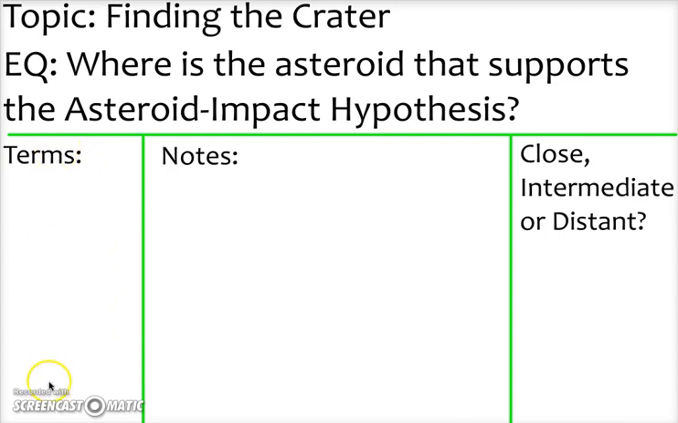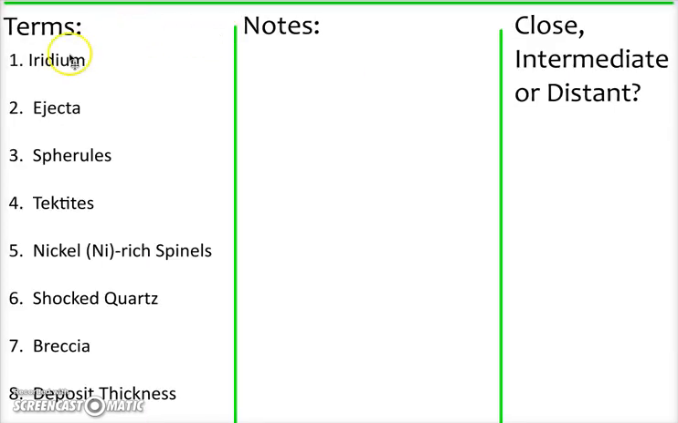Set up your notes so there are columns for terms and notes. As we go through the terms, you're going to determine if they are close to, intermittent, that means in between, or distant from a possible impact site where an asteroid might have hit. These are the terms you're going to write in the terms column. There are 8 of them: iridium, ejecta, spherules, tektites, nickel-rich spinels, shocked quartz, breccia, and deposit thickness. Pause this video so you can copy down all of these notes.